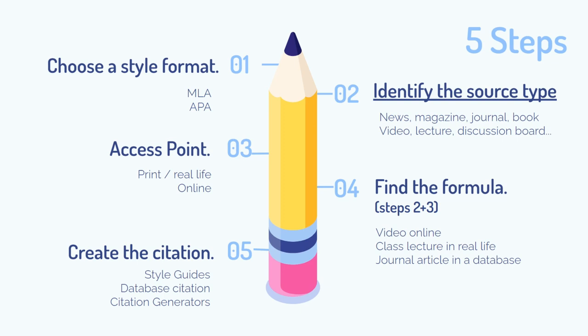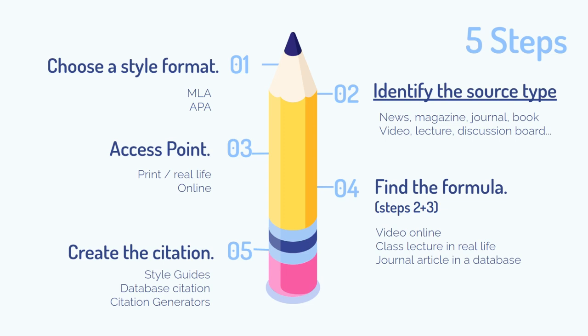So now we're going to talk about the 5 steps to creating a citation. The first thing you're going to do is choose a style format. In this video, we're talking about APA, so we're going to choose APA style. Step 2, we're going to identify the source type. Step 3, we're going to talk about the access point. Step 4, you're going to find the formula that matches that source type and that access point. So you're going to combine steps 2 and 3.